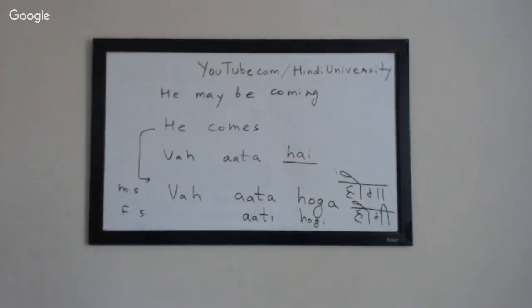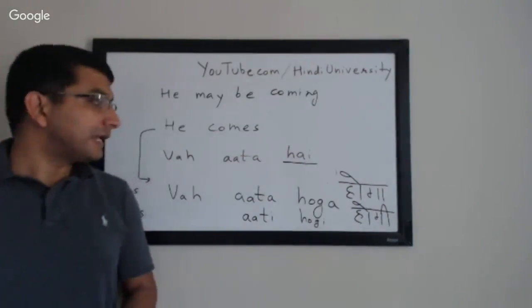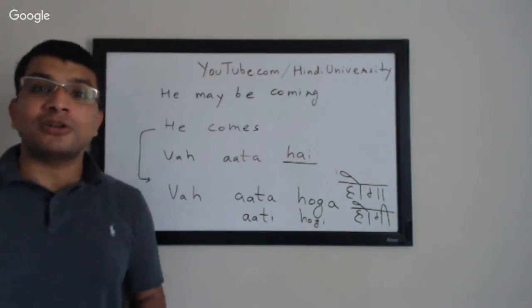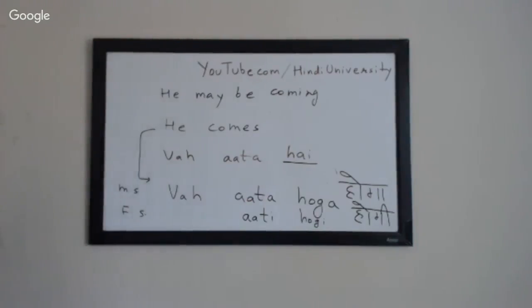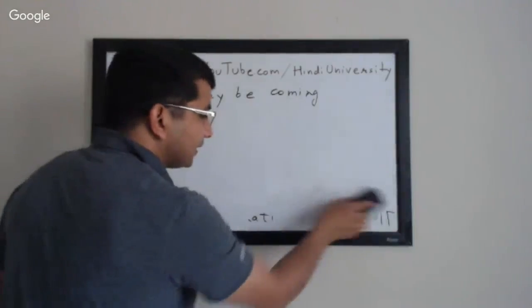So this is one example of the doubtful present. For folks who just joined a bit late, today we are talking about a different kind of tense, the doubtful present tense. So, he may be coming. Now let's look at more sentences before we dig deeper.